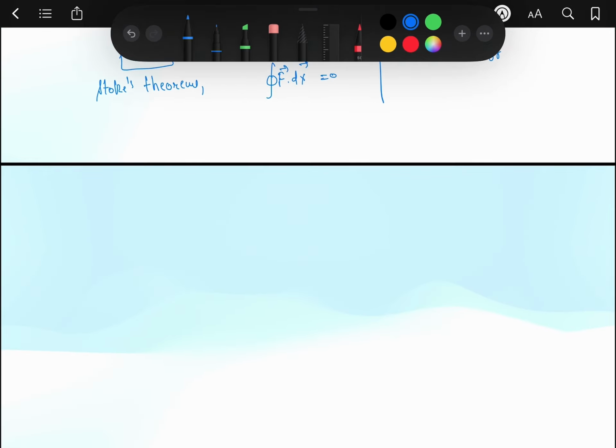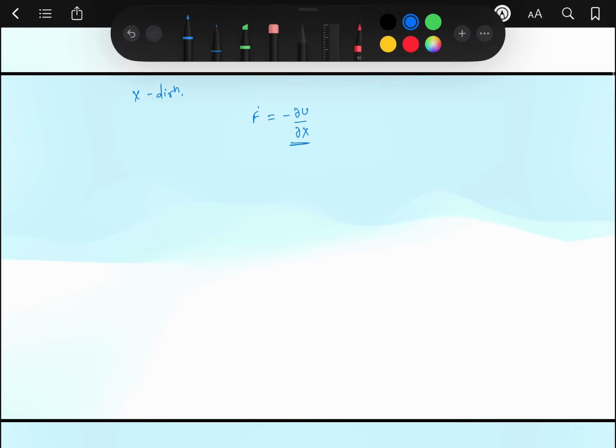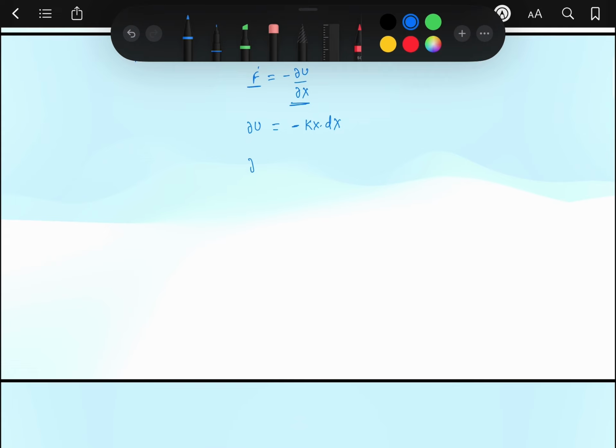This force is given only for the x direction, then I will write only F equal to minus dU by dx. There will be a potential associated with this force along this x direction. So dU I can write as negative of kx dx. I am putting the value of this force F = kx here. Now I have to integrate dU equal to minus kx dx. I have to take the limits.